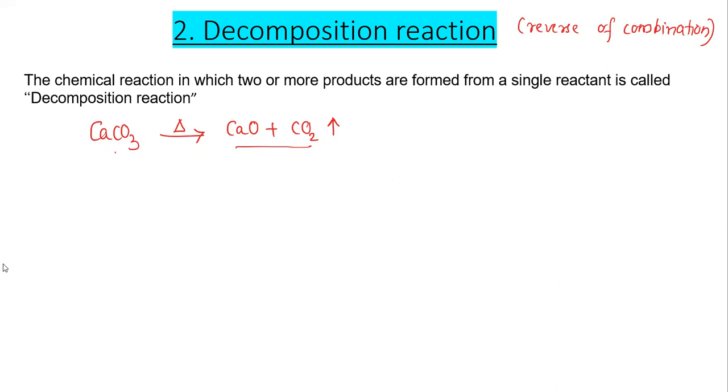Now, here we have to give this delta sign or a small triangle. This shows that heat is given from outside for this reaction to happen. To break down calcium carbonate, we have to give heat energy. Then only it will break down and form calcium oxide and carbon dioxide. So in this particular reaction, heat energy is supplied. So this reaction is also known as thermal decomposition reaction.